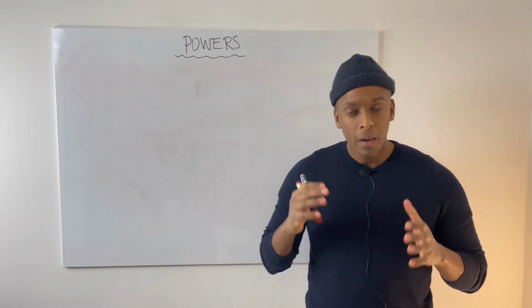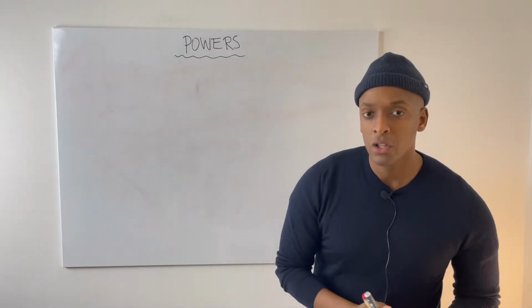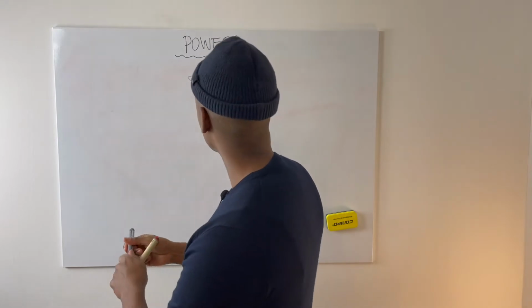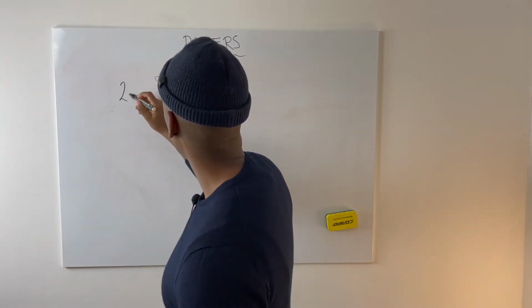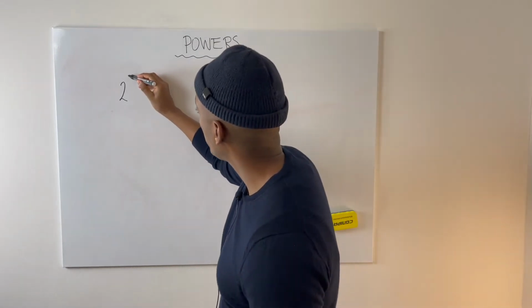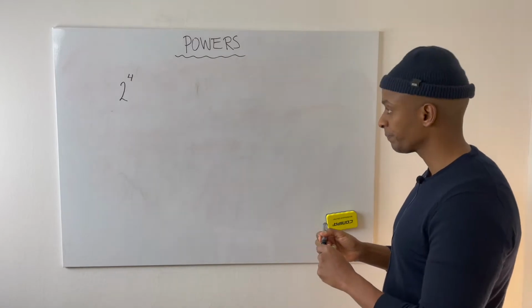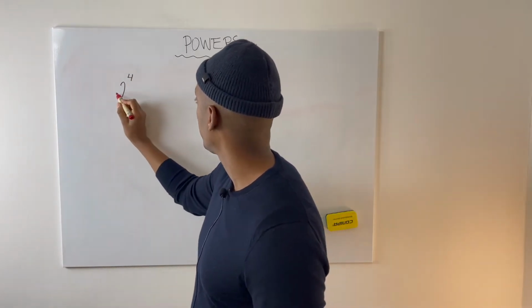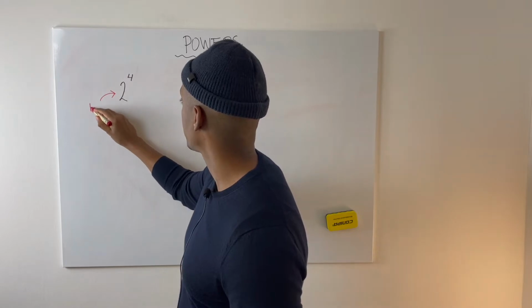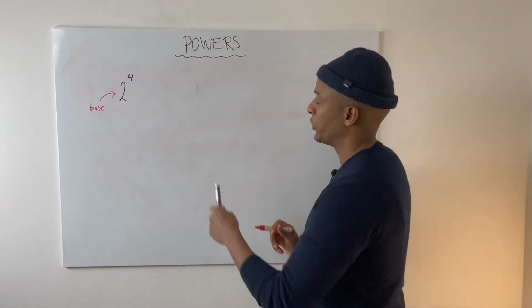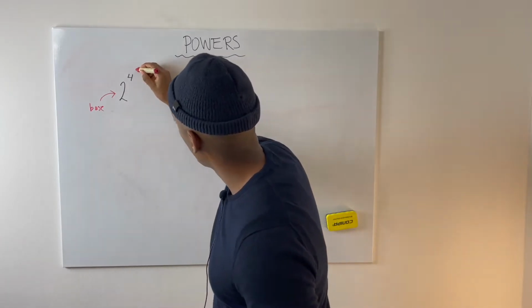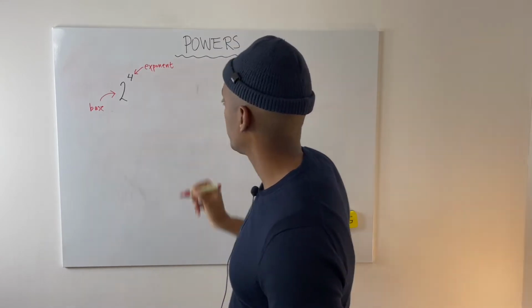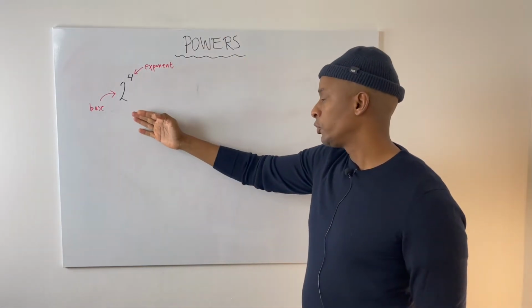Today we're going to talk about powers and exponents. So we're going to learn some new notation today, guys. We write something like this: 2 to the power of 4, for example. Now, when we write it like this, the 2 we call the base. So the base is 2. The 4 here is called an exponent. Exponent. And we say 2 to the power of 4.